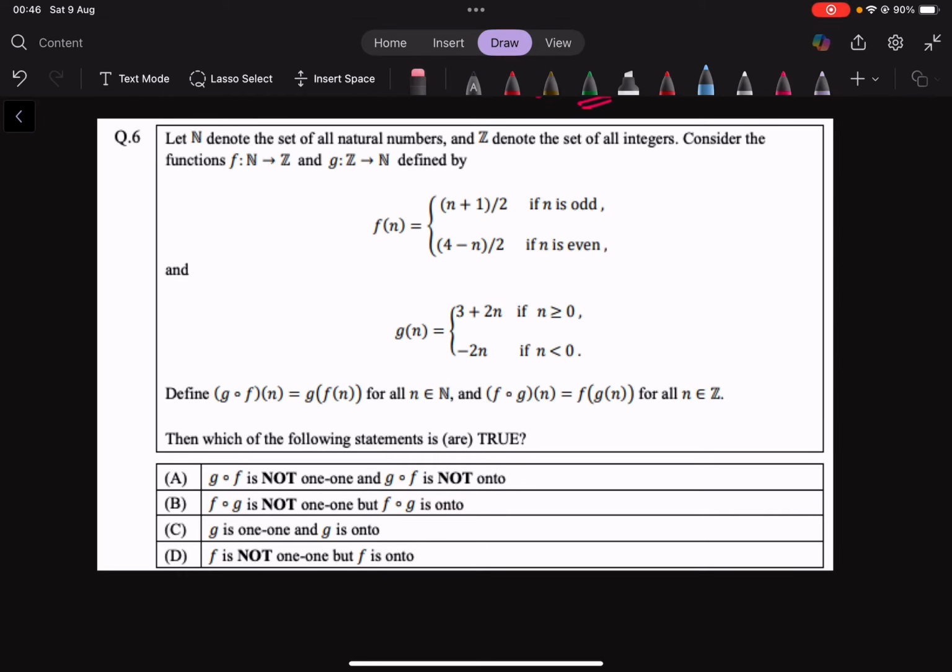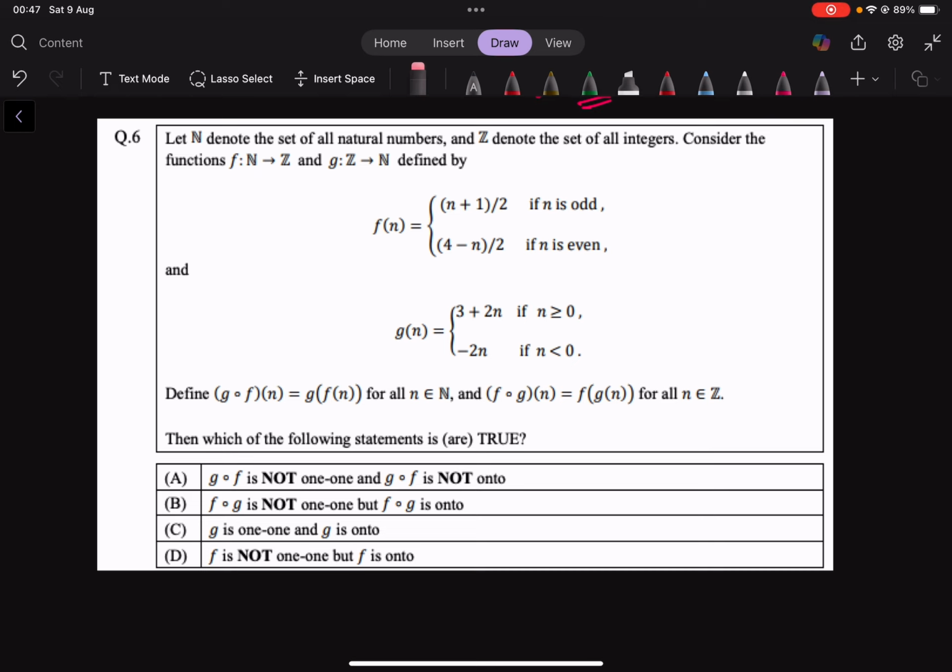In this video, I'll be solving the sixth problem of JEE Advanced 2025 Maths Paper 1. So, we were given two functions f and g, where f is from natural numbers to integers and g is a one-one mapping from integers to natural numbers.